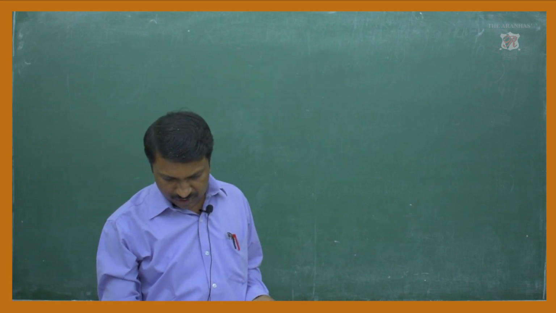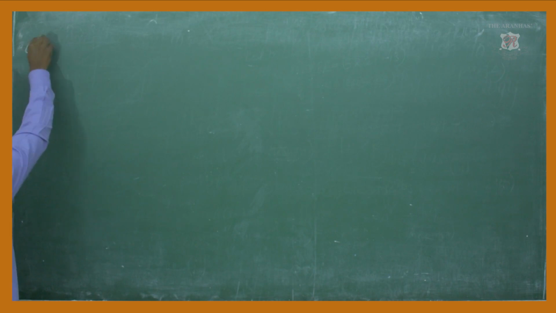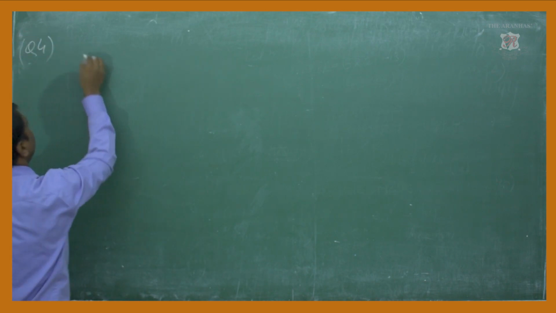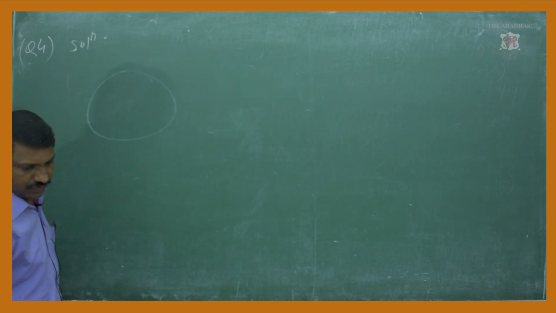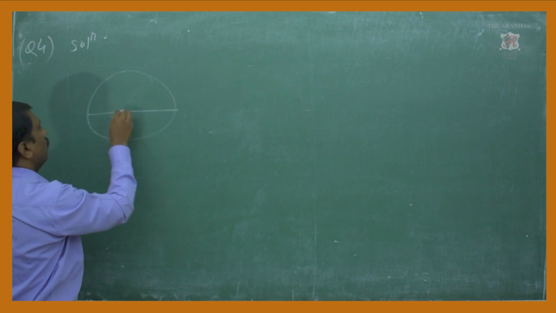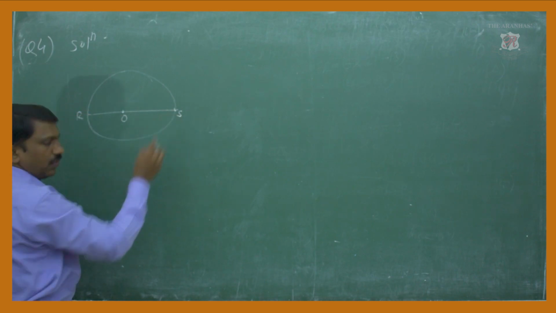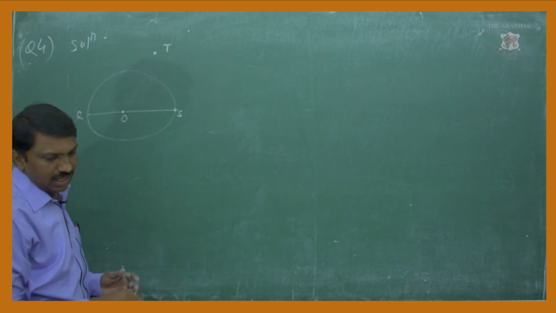So let's see. Here is question number 4. In it, what is written? Here they gave us one circle, and I'll write the solution for it. This is the circle drawn with center O. Here we'll write that O is the center. This is point R, here is point S, and point T is in the exterior, like this.